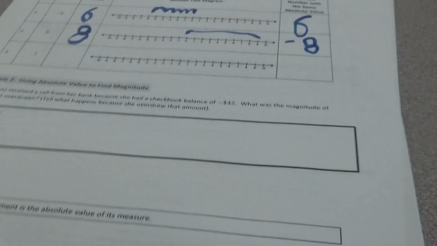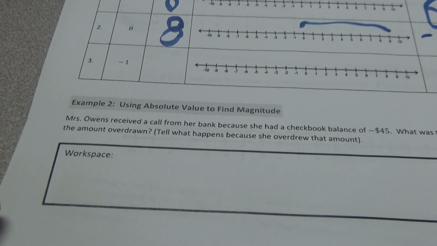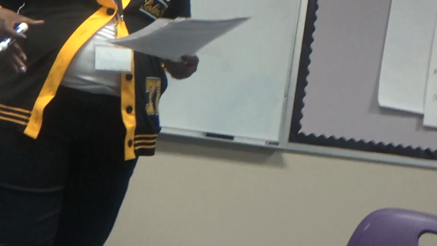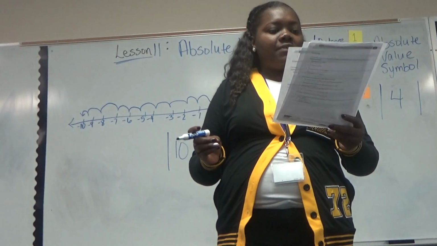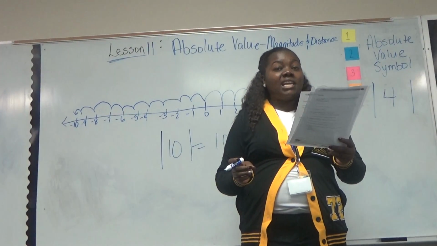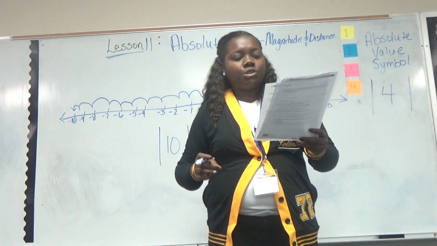Look at example 2. Example 2 talks about absolute value to find magnitude. Magnitude tells you to basically describe the impact of the situation. So it says, Miss Owens received a call from her bank because she had a checkbook balance of negative $45. What was the magnitude of the amount overdrawn?